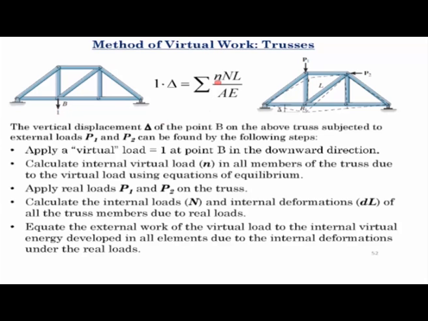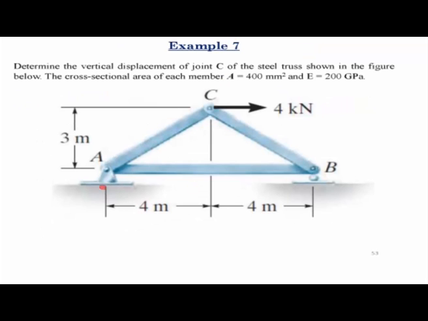To get a better idea about this method of virtual work for trusses, we'll now look at an example with this simple truss ABC, which has a pin joint at A and a roller joint at B. It is subjected to a lateral load of 4 kilonewtons in the horizontal direction, and we are asked to calculate the vertical displacement of joint C, the downward or upward displacement due to this applied load. The cross-sectional area of each member is 400 millimeters square, and the modulus of elasticity of each member is 200 GPa.